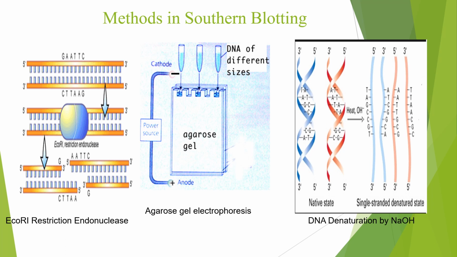This procedure preserves the distribution of the fragments in the gel, creating a replica of the gel on the filter. A sheet of nitrocellulose or nylon membrane is placed on top of the gel. Pressure is applied evenly to the gel to ensure good and even contact between gel and membrane.